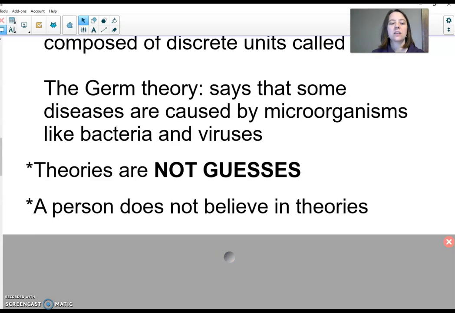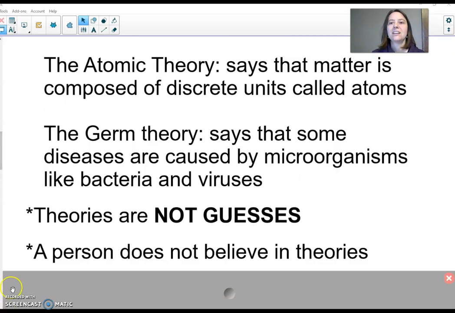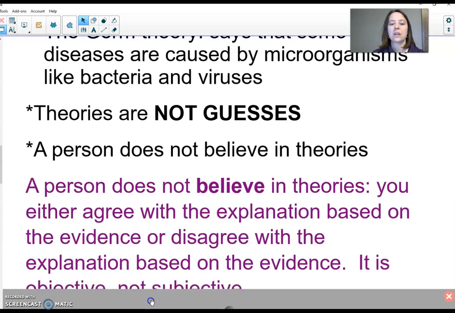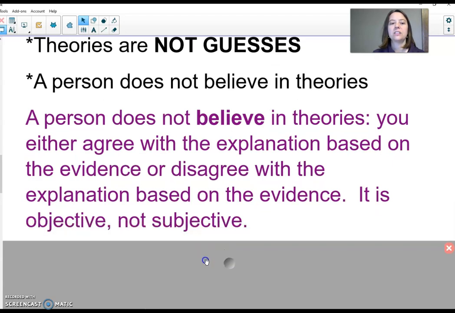Also, something that is often confusing for people is that a person does not believe in a theory. Saying that you believe in a theory, that terminology just doesn't really make sense. So a person does not believe in theories. You either agree with the explanation based on the evidence, or you disagree with the explanation based on evidence. So it is objective, not subjective. Theories are not something you believe in or don't believe in. They either, again, agree with the explanation, looking at the evidence, or disagree with the explanation, looking at the evidence.